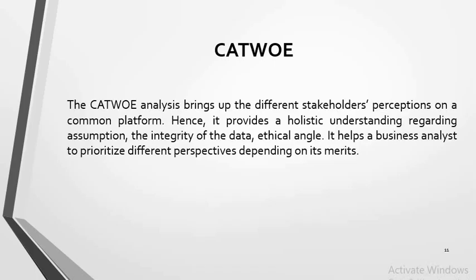CATWOE analysis brings different stakeholders' perceptions onto a common platform, and hence it provides a holistic understanding regarding the assumptions, the integrity of the data, and the ethical angle. It helps a business analyst to prioritize different perspectives depending on their merit. And usually the business stakeholder will have an idea about the direction of the organization, the requirements to be addressed, the options for improvement, and the solutions that should be implemented.